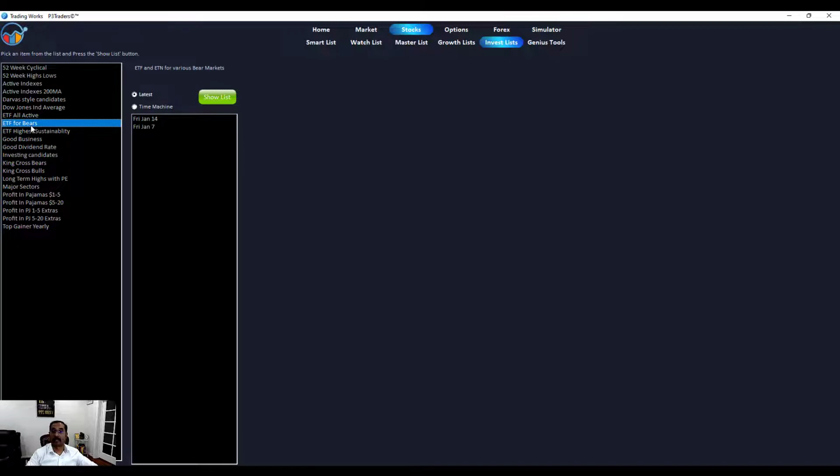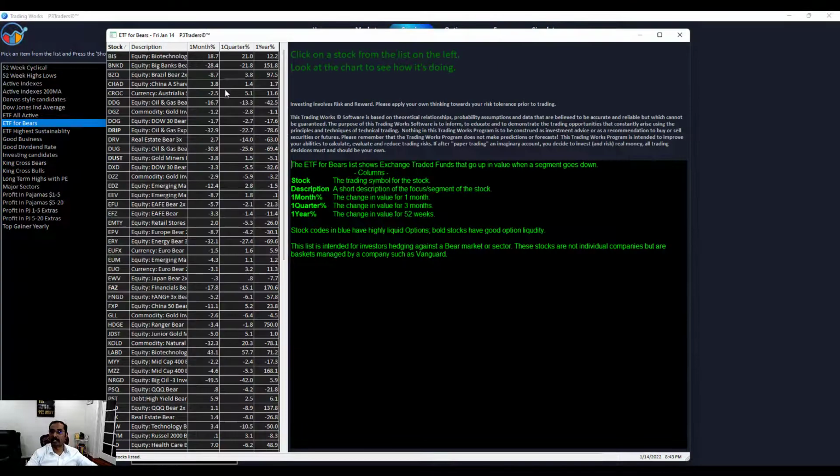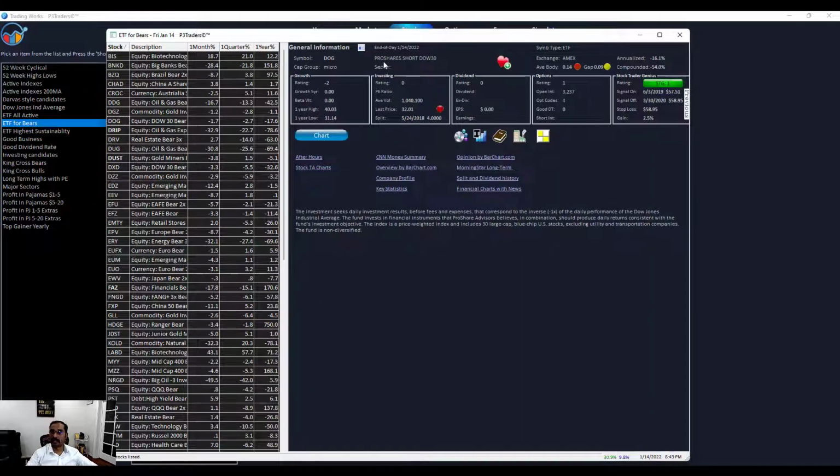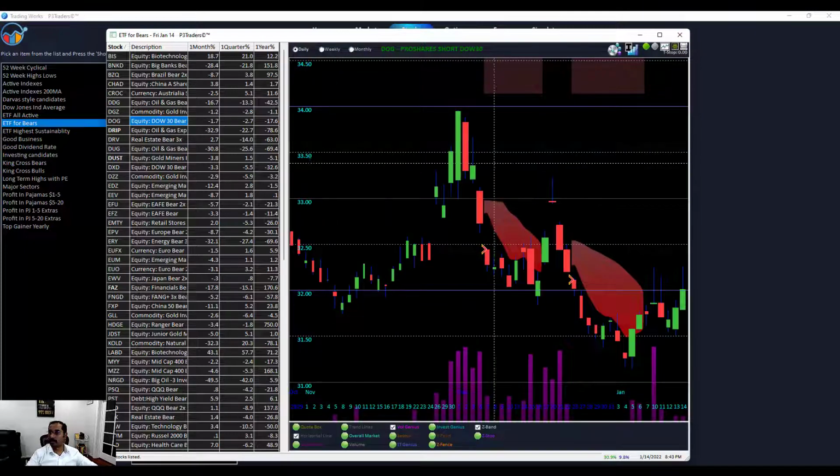Say the market is a bear market, and you want to trade on that downtrend market, you can have ETFs for bear, and you can see the list of all the bear ETFs. Say DOG is shorting the Dow, and you can see how it performed, and you can trade this particular ETF if the market is in a bear market.